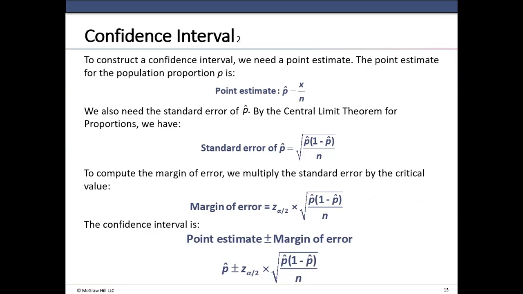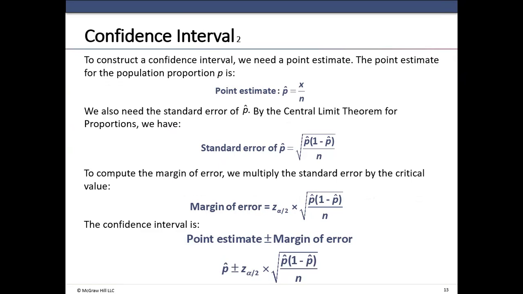To compute the margin of error, we multiply the standard error by the critical value. Again, margin of error is the maximum bound of error that we are willing to accept, and it is obtained by multiplying the critical value of z, that's z alpha by 2, times the standard error, which is square root of P hat times 1 minus P hat over N.